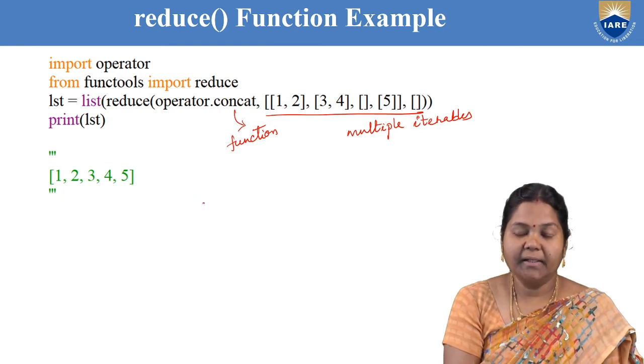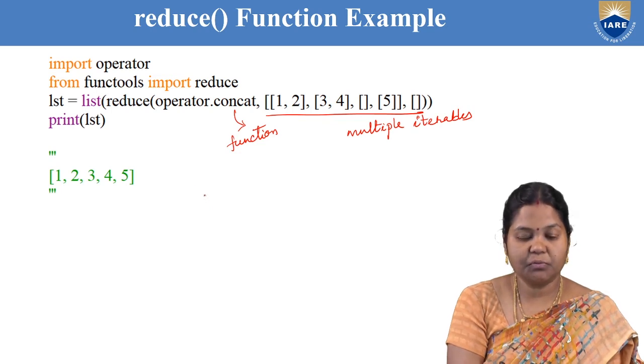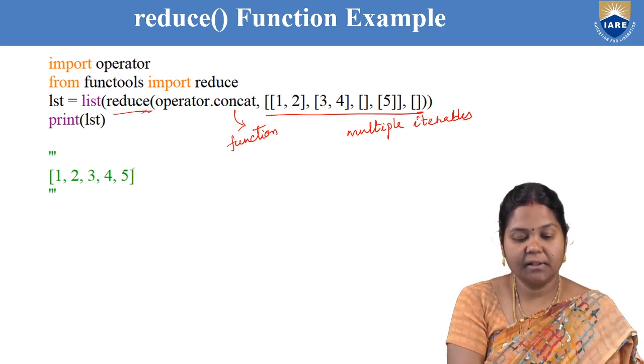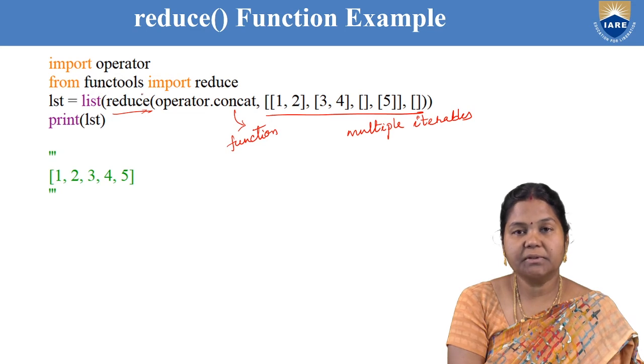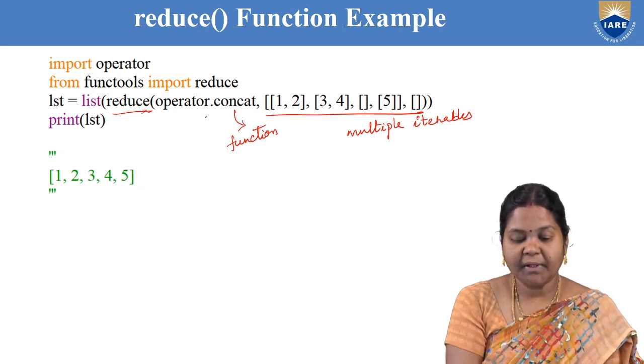Now, to apply the concat function, this concat function is a built-in function present in the operator module. So first import operator. Then if you want to apply the reduce method, use from functools import reduce. So reduce is available in functools, and we are importing that also. Now let us see how this works. Okay. Now it will reduce to a single one.